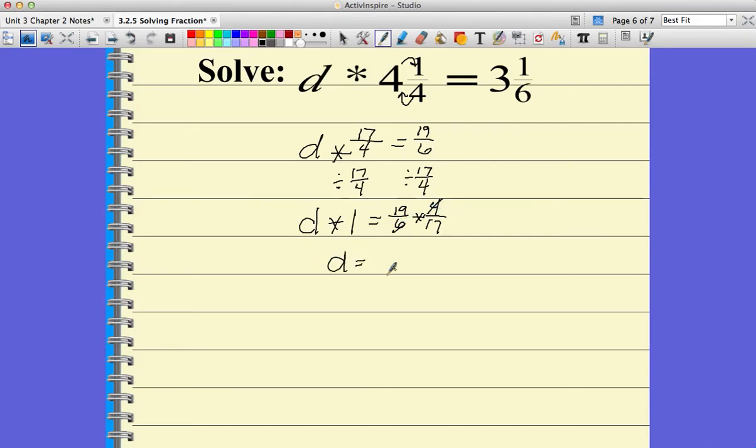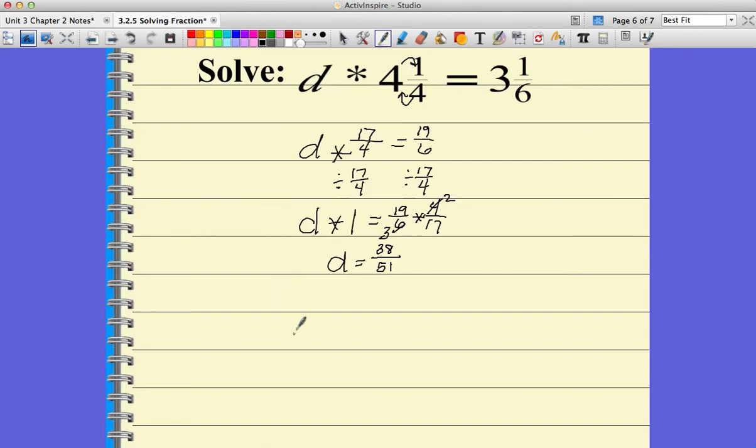The 6 and the 4 can both be divided by 2, so this is 3, and this is 2. 19 times 2 gives me 38 over 17 times 3 gives me 51. So I get d is equal to 38 over 51.